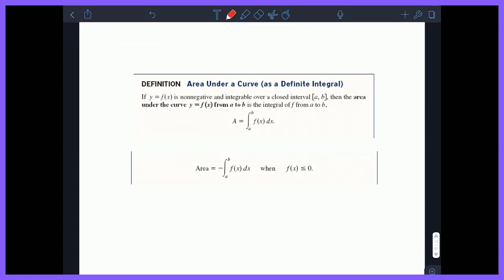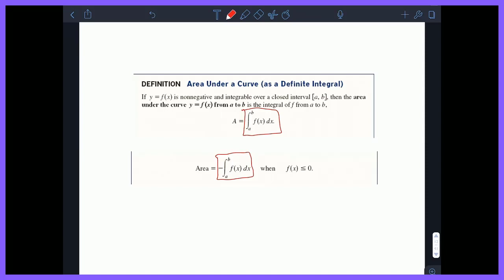Okay, let's talk about the area under a curve as a definite integral. What an integral is designed to do is to measure, to actually add up all the area accumulation under a curve. So long as f of x is non-negative, meaning always positive, the area under the curve is simply the integral from a to b of f of x dx. If the function is negative, then you just negate that number, and you get negative the integral from a to b of f of x dx.